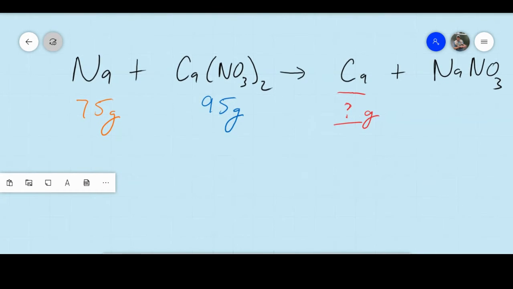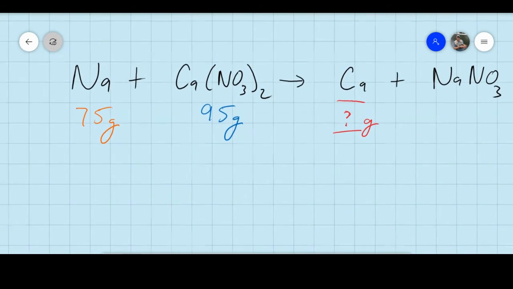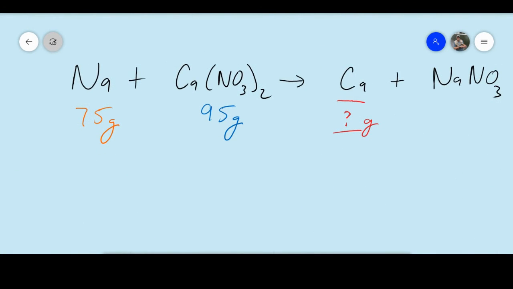Now again, I know this is a limiting reactant problem because I have set amounts of the reactants, the sodium and the calcium nitrate. So from here, I'm going to show you how we figure out how much calcium is present. You can use either method to figure this out. Both methods are about the same amount of work, and so I'm going to show you both ways. I'm going to do the same as last time. I'm going to start with the method where we go from each reactant to product, and then I'll show you the other method as well.